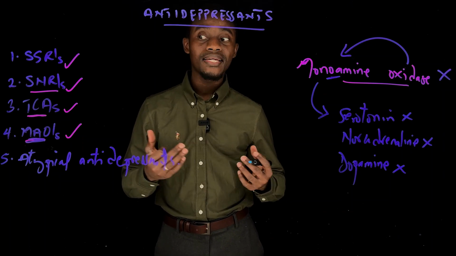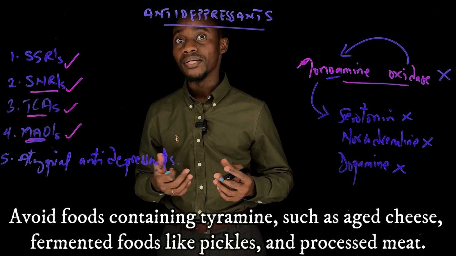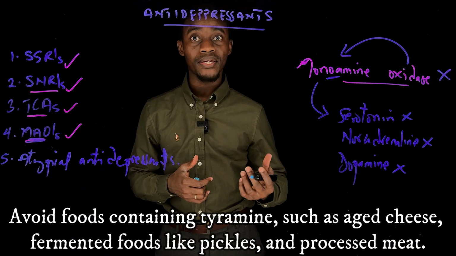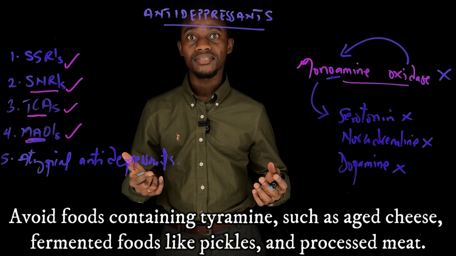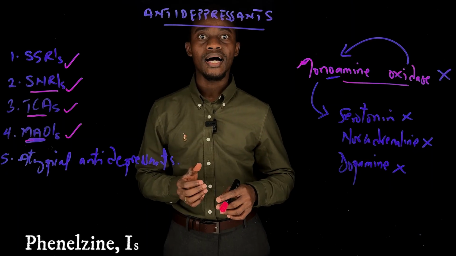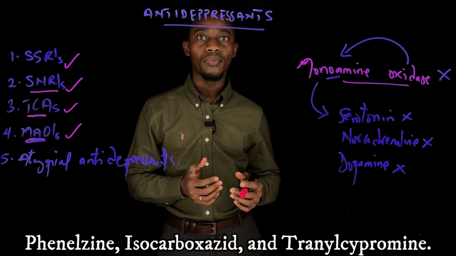Typically, people taking this class of medications should avoid foods that are rich in tyramine, such as aged cheese and fermented foods, examples, pickles, and processed meat. Common examples of monoamine oxidase inhibitors are phenelzine, isocarboxazid, and tranylcypromine.